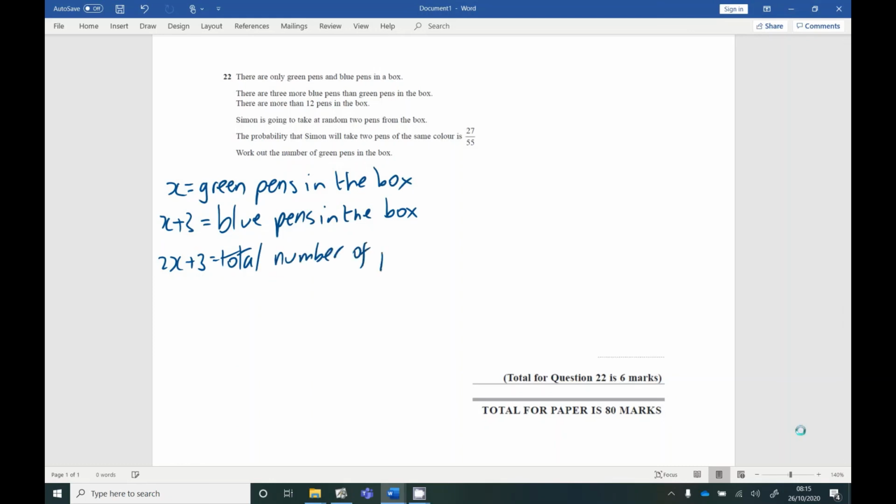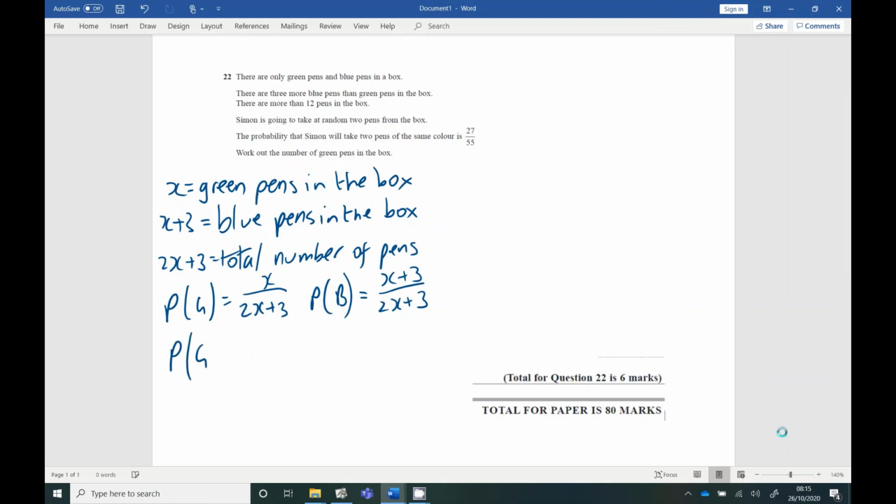Okay, so let's work out what the probability is of picking a green pen. So that's the number of green pens over the total number of pens, and the probability of a blue pen is the number of blue pens over the total number of pens. Now this question tells us that the probability that Simon will take 2 pens of the same colour is 27/55. So we know the probability of picking a green and then another green, or a blue and then another blue, is 27/55.